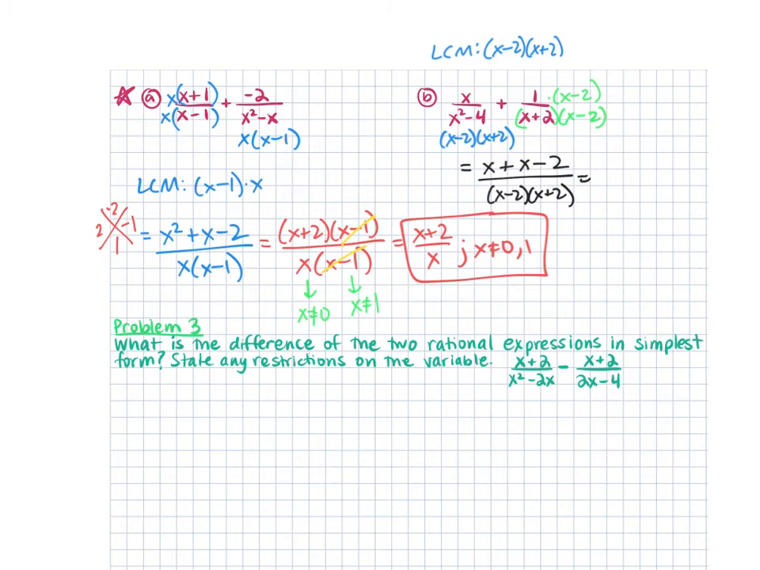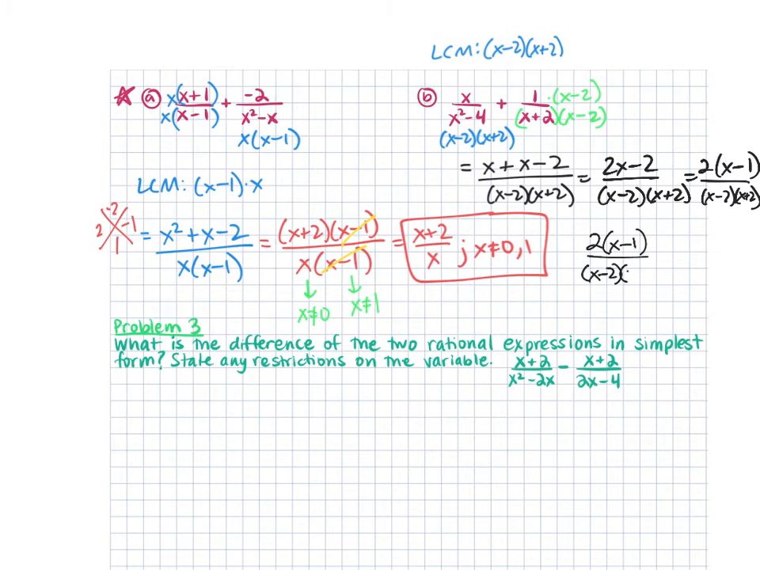Sorry, let's fix it. So this is 2x minus 2 over this here, which then, if you pull out the 2, becomes x minus 1. And then nothing cancels. And so that's your answer. 2 times x minus 1, over x minus 2 times x plus 2, and then our restrictions are just x can't be 2 or -2.